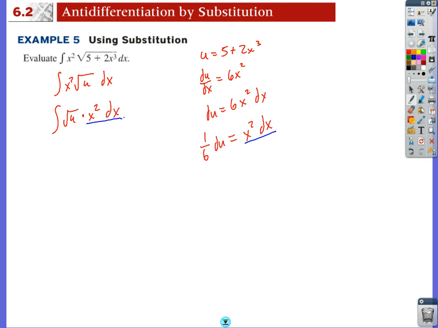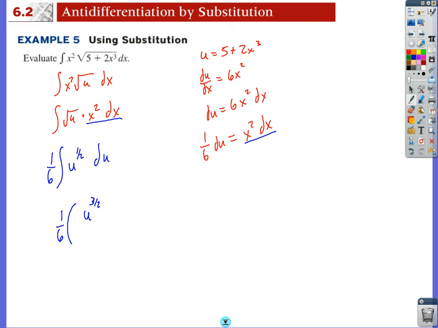And when I replace those, the 1/6 I already know is going to come out of the integral. Instead of saying square root of u, I'm going to write u to the 1/2 power. And instead of writing x squared dx, I'm going to write the du. And notice the 1/6 du is still there. It's okay. And now I know how to take the antiderivative of this. So this is going to be 1/6 times the antiderivative of u to the 1/2, add 1.